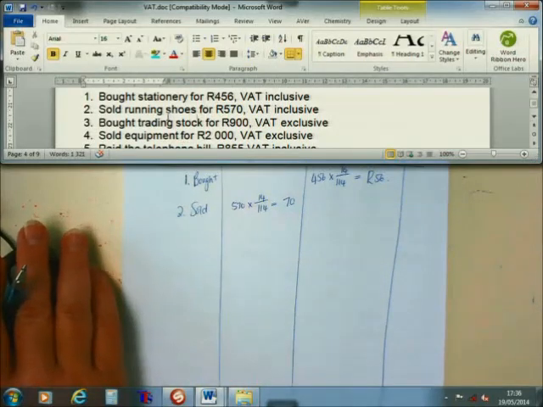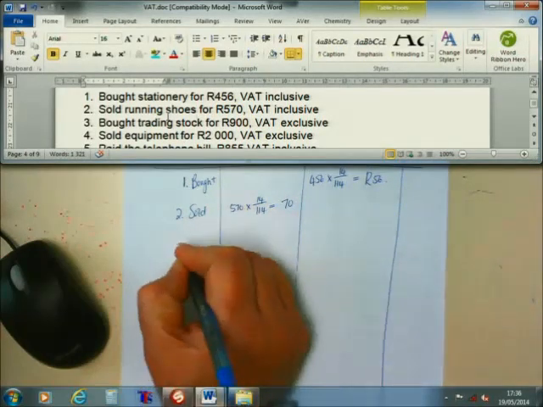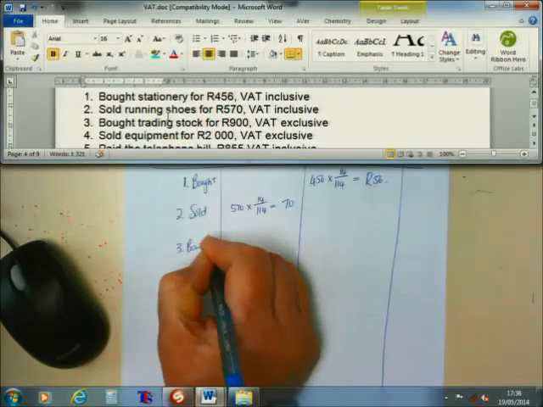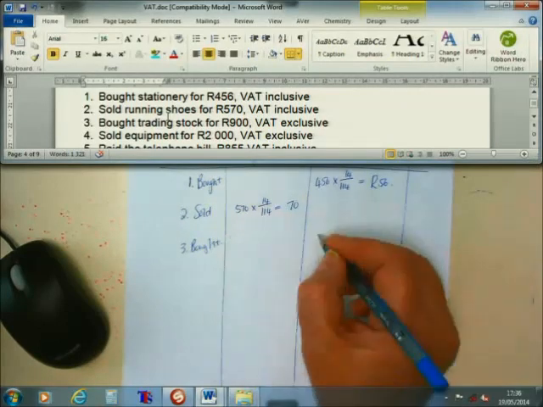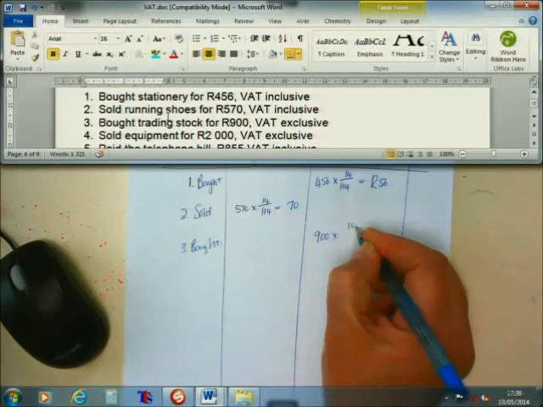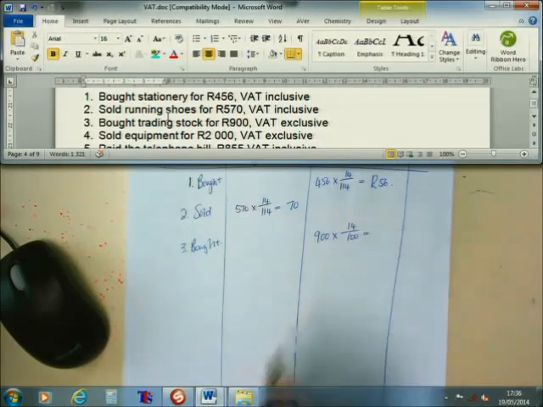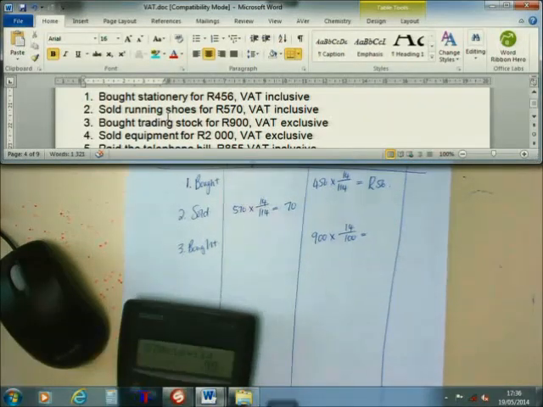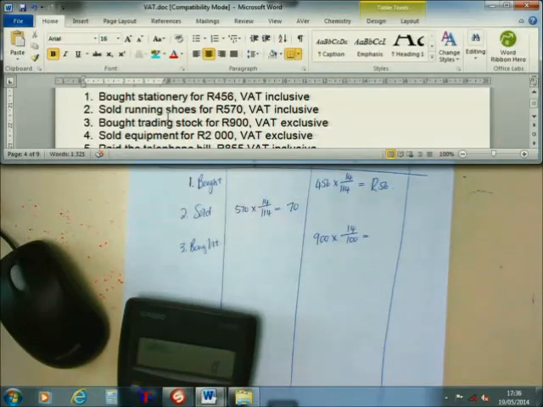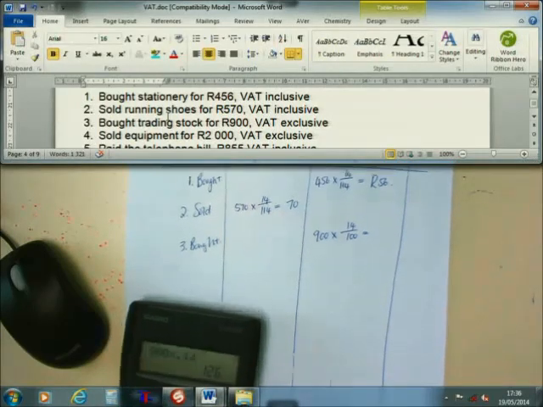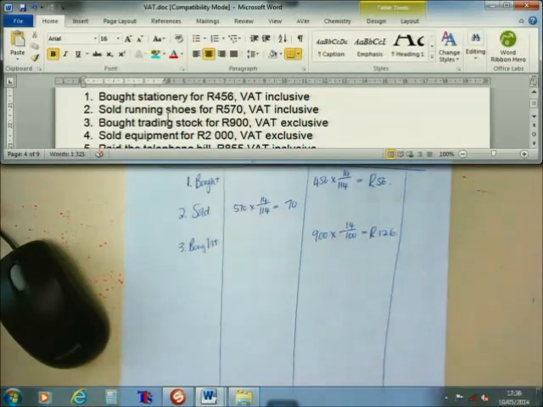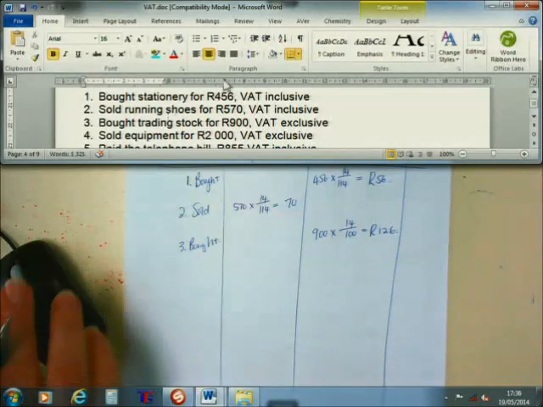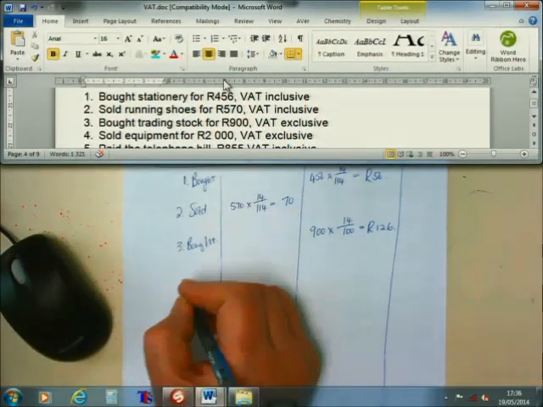Bought trading stock for 900 Rand. Number 3 is where we bought trading stock for 900 Rand, VAT exclusive. Because we bought, it's input tax. We take the 900 and times it by 14%. 900 times 14% gives you 126 Rand.